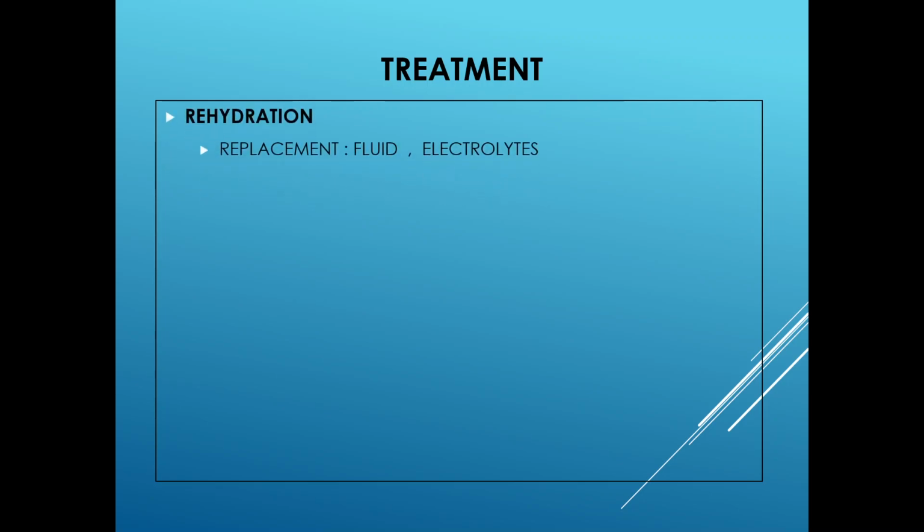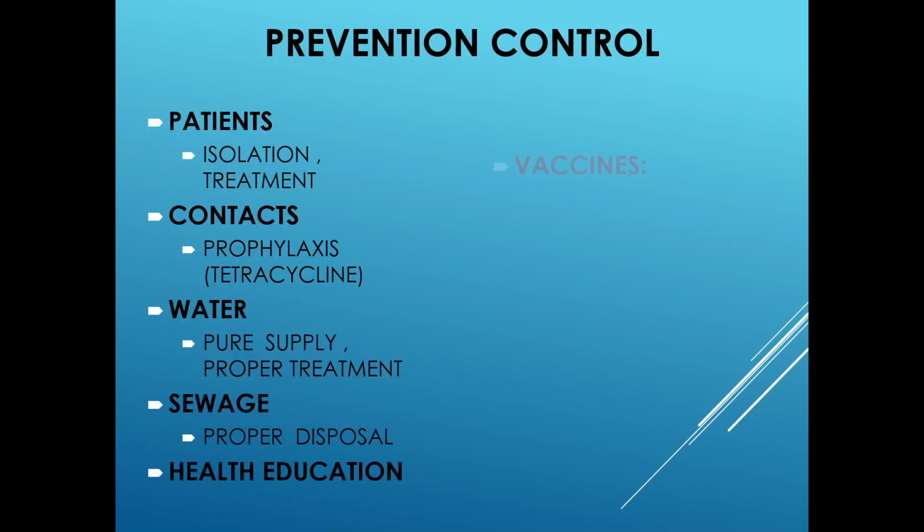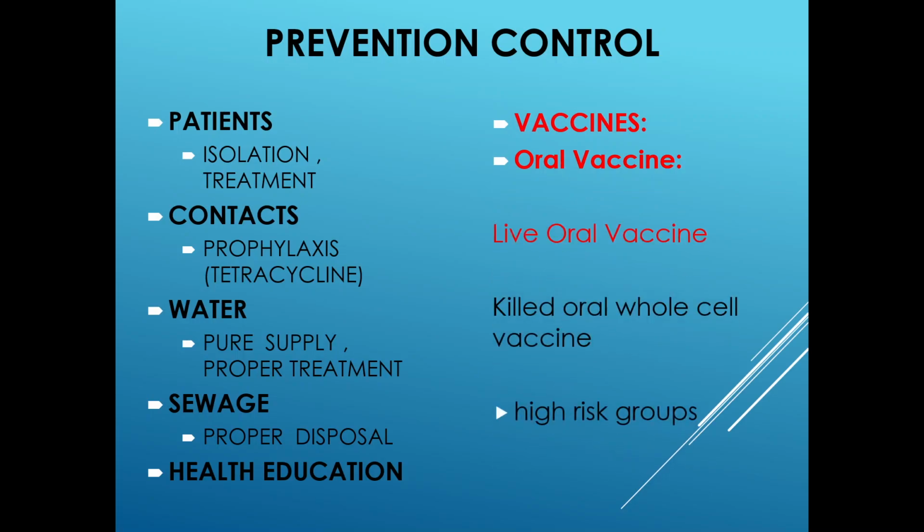Treatment of Vibrio cholerae: rehydration, replacement of fluids and electrolytes, and antibiotics of the tetracycline group. Prevention and control of infectious disease includes two groups of prevention: non-specific methods of prevention and specific methods of prevention.